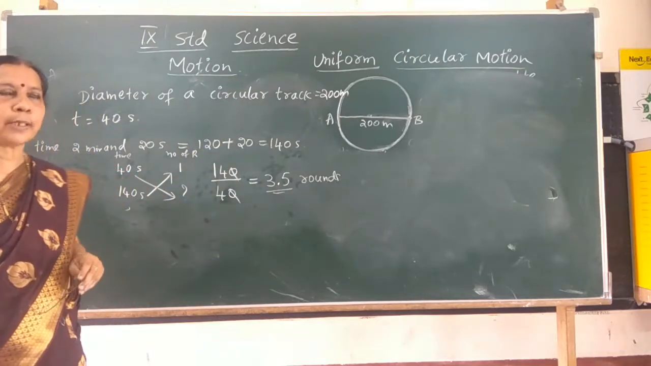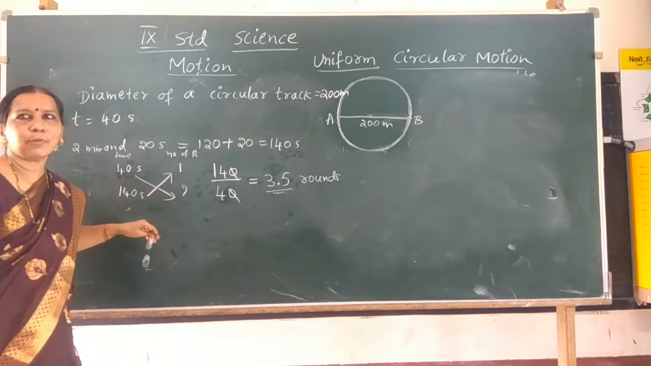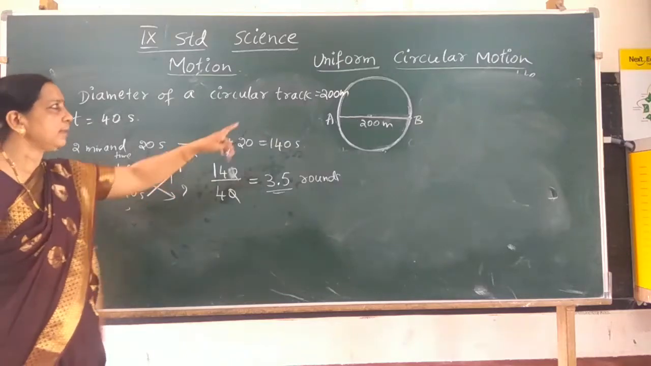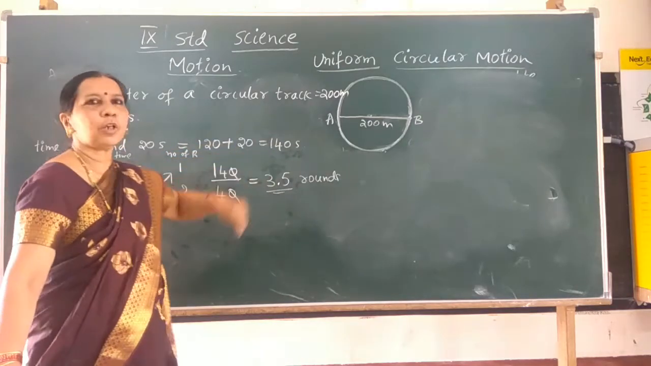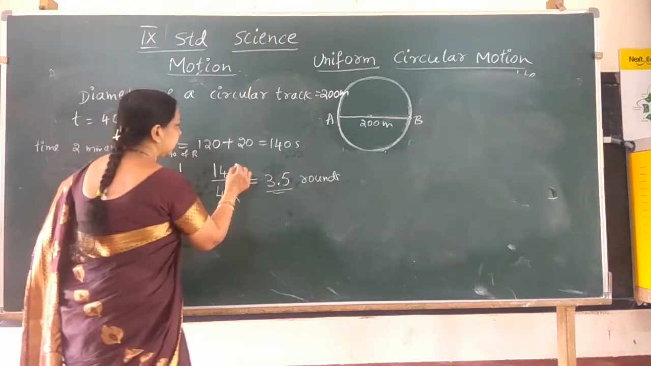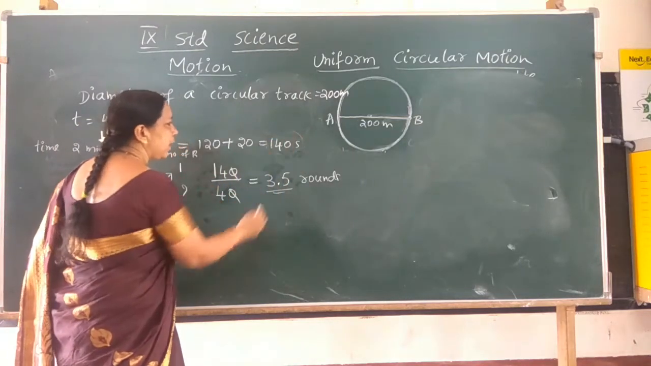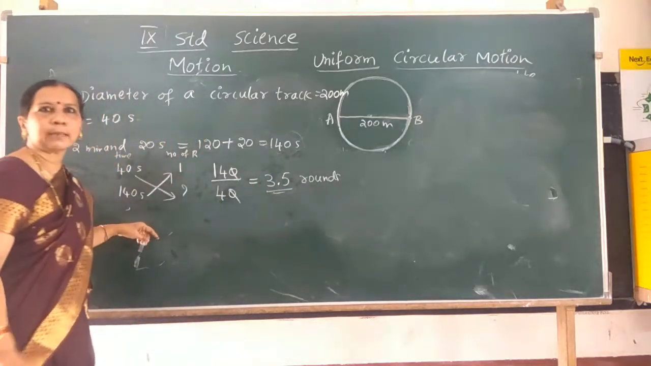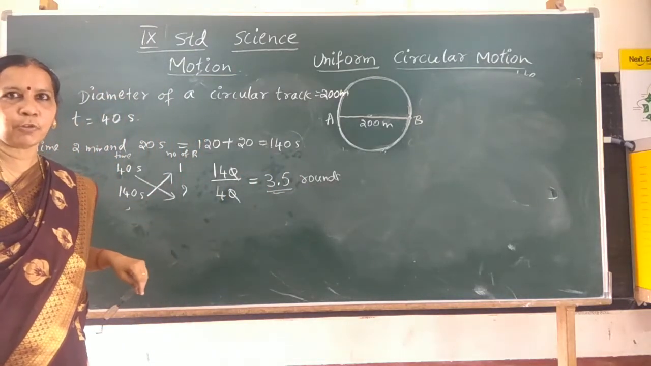Now what do you have to find? The distance travelled by the athlete in the time 140 seconds. What is the distance travelled? Already we have found out how many rounds he can cover in the given time.